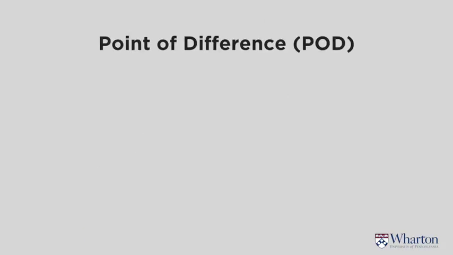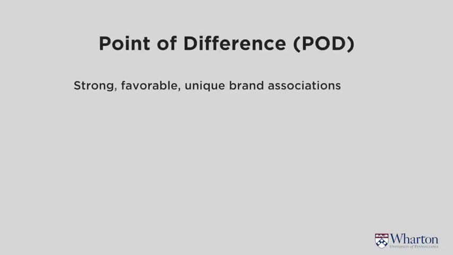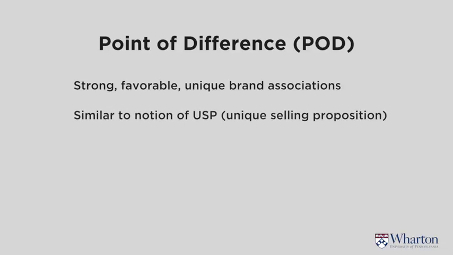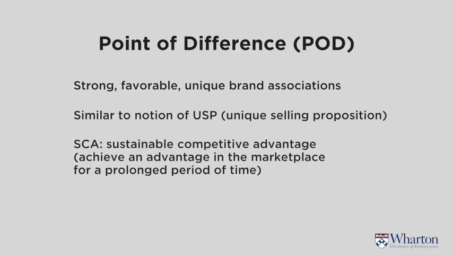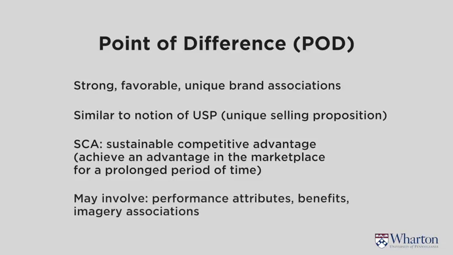The point of difference, I think, is more clear to people. It's strong, favorable, unique brand associations. Some people talk about this as a unique selling proposition. It's a similar concept. What you want is for it to be sustainable. You want a competitive advantage, a point of difference that you can hold and that is difficult for competition to copy. It can be a lot of different things. It can be product attributes, performance attributes. It can be imagery. It can be benefits. It can be design. It can be anything that you can own and that really differentiates your brand.